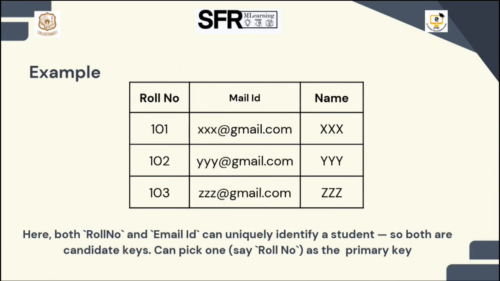Here again, student table attributes are roll number, mail ID and name. Here both roll number and mail ID can uniquely identify a student, so both are candidate keys. We can pick one, say roll number, as the primary key.